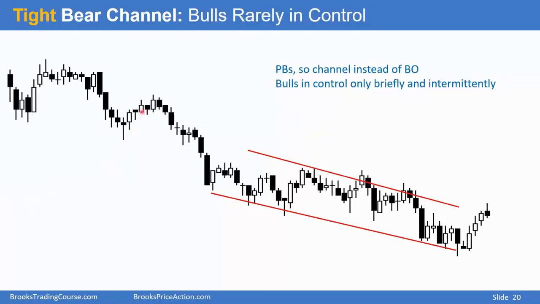This is a bear breakout, especially this strong bear breakout. But here, this bar goes above this high. This bar goes above this high. So this is a pullback, that's a pullback. That means that the market has evolved from a breakout phase, this whole thing is a breakout, into a channel phase. But the bulls are in control only briefly and intermittently. The bears keep reasserting themselves and we keep getting lower lows and lower highs.